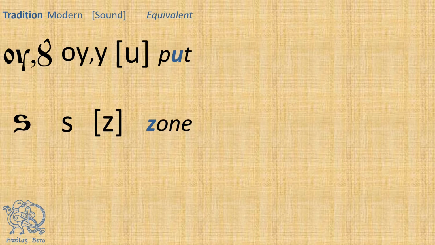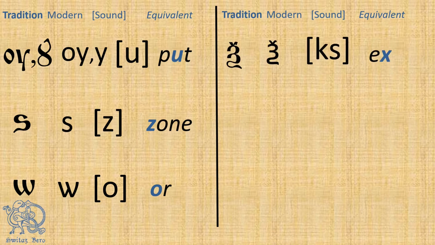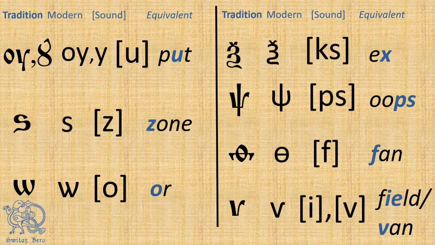And under it, we see a letter that is written as the English W, but it sounds as O in or. They usually wrote this letter at the beginning of words starting with the sound O. The following 4 letters on the right were written exclusively in Greek words, and that means they were quite rare. They actually look like the same Greek letters of those times. The first one represented the combination X, as in X. The second one represented the combination Ps, as in oops. The third one is read as F, as in the word fan. And finally, the last one for this slide and for the entire alphabet is the Greek letter Y, which could be read as E, as in field, or as V, as in van, depending on its position in the word.